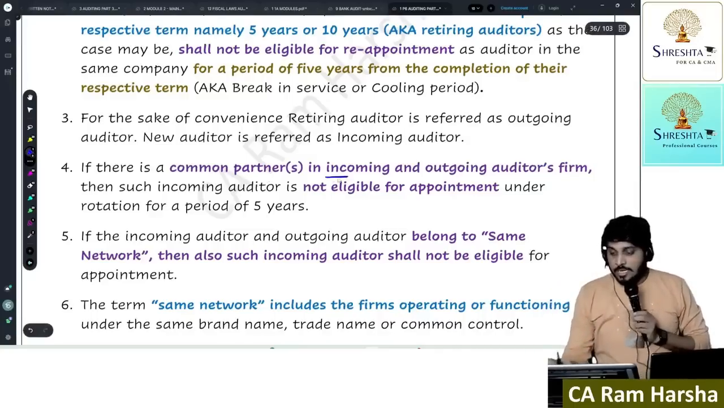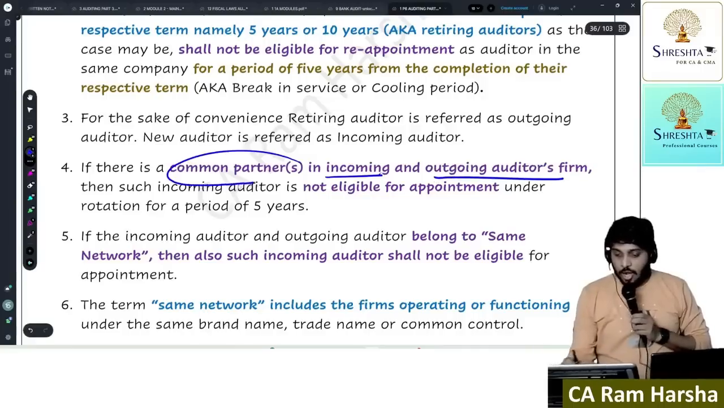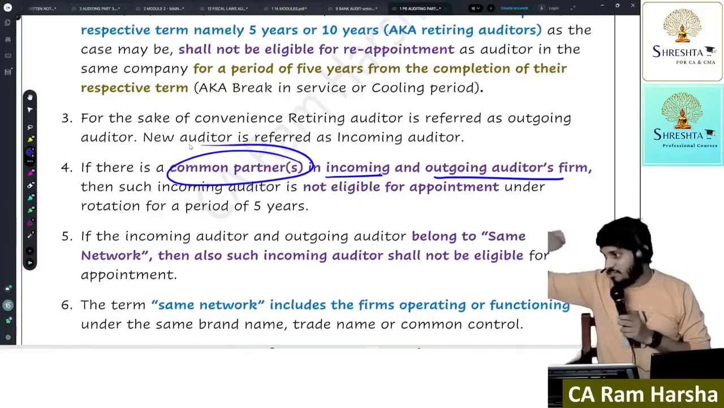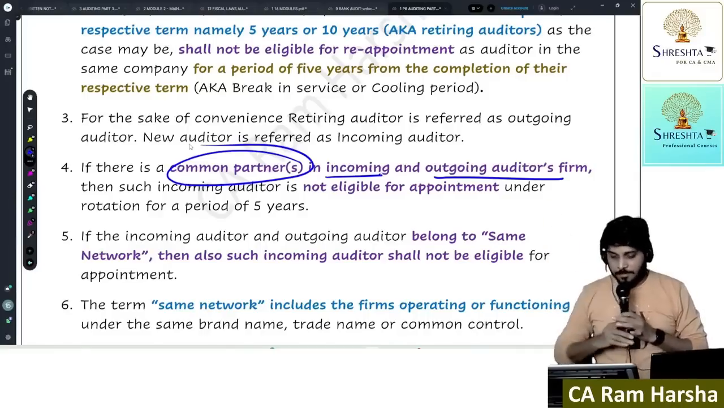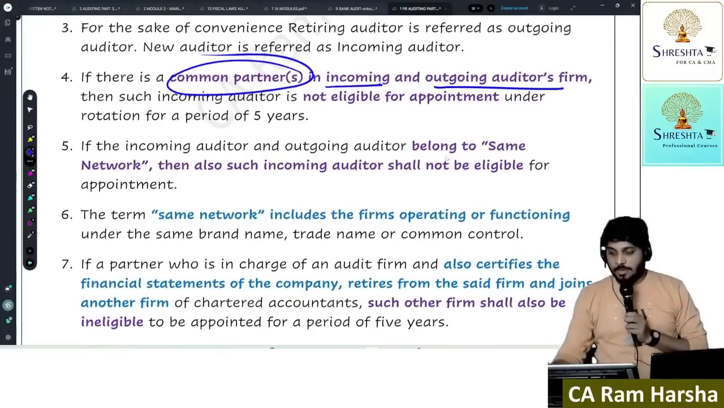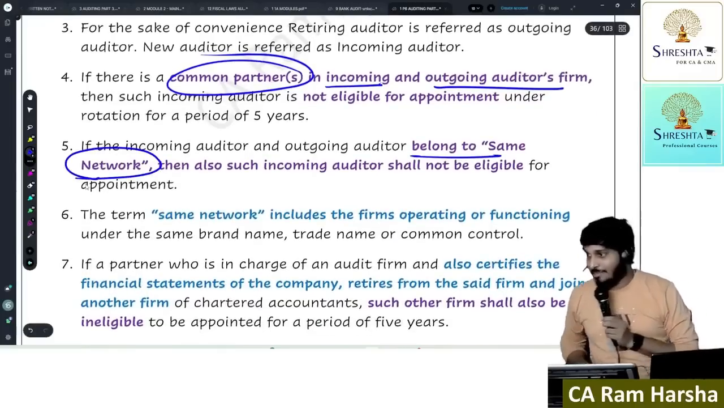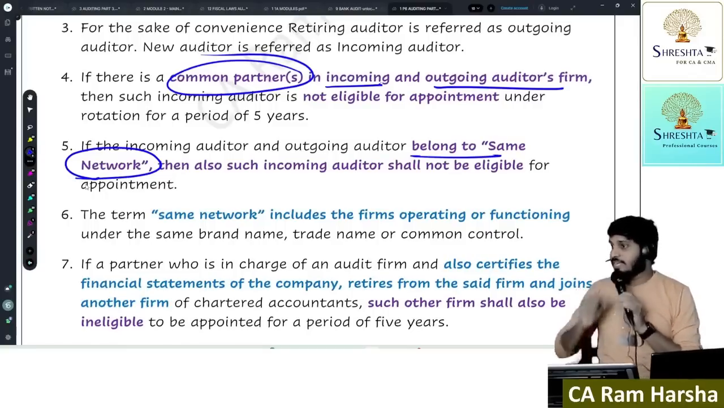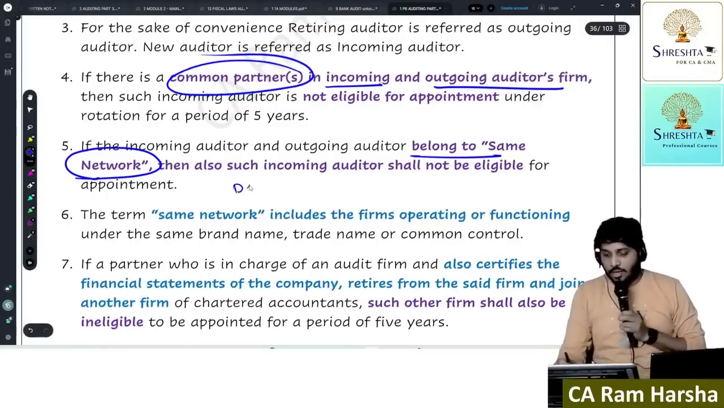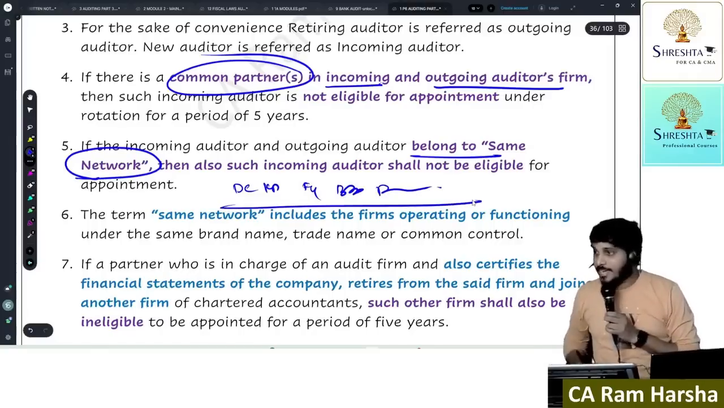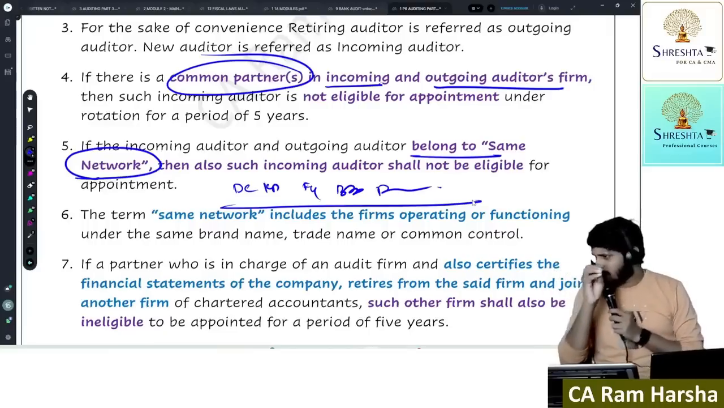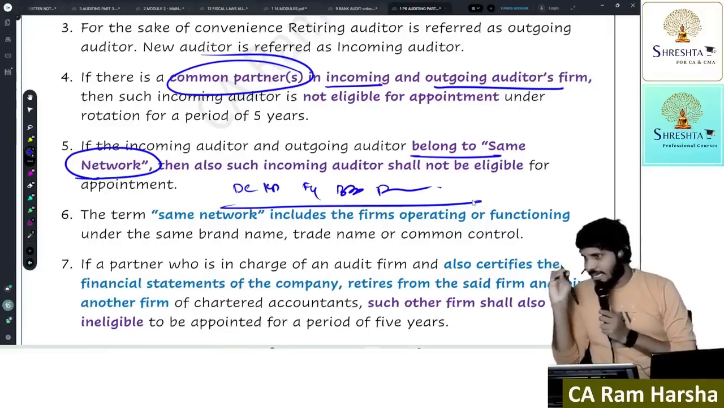Now, between the incoming audit firm and the outgoing audit firm, there should not be a common partner. If there is a common partner, the new firm is also blocked for 5 years. The outgoing and incoming auditor shall not belong to the same network. Not Airtel or Jio, not that. Getting it? There are network firms in India, like Deloitte, KPMG, EY, BDO, PwC, Grant Thornton, GT. There are so many network firms in India.